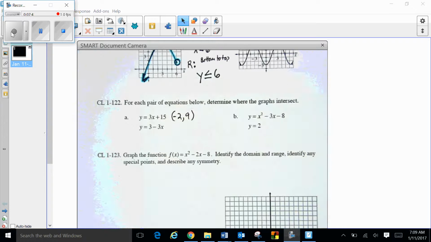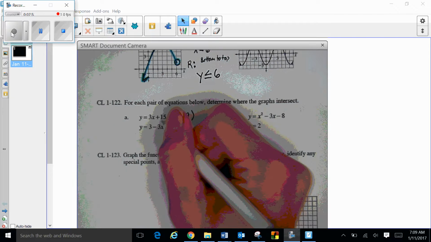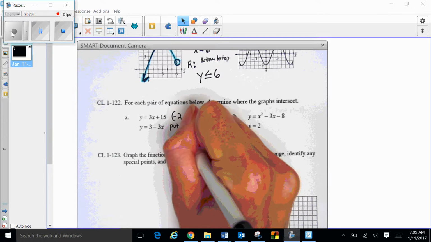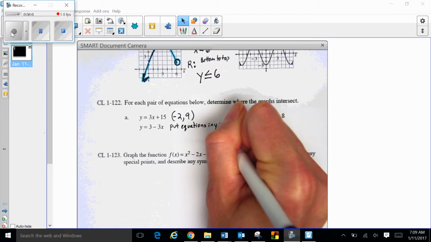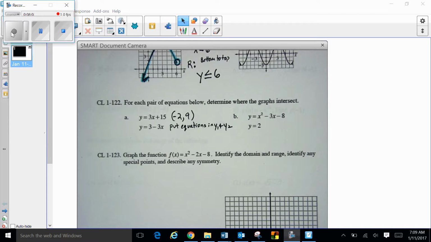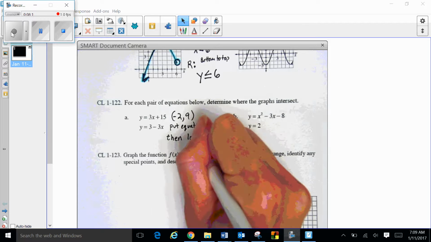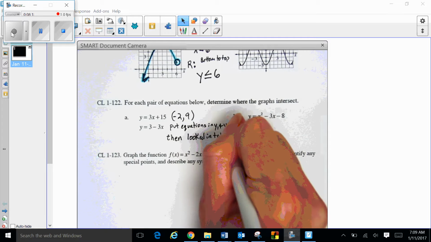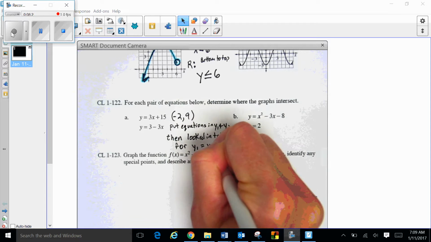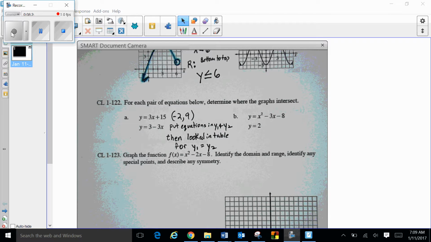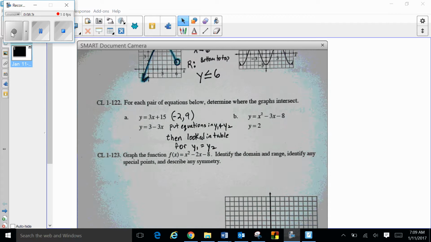Now, many problems on quizzes and tests ask you to either show or explain your work. So we're going to need to explain our work. So what we'll say is we put our equations in y1 and y2. Then we looked for y1 to be equal to y2. Well, we looked in the table, right? So we looked for the spot where y1 was equal to y2. That was our intersection.